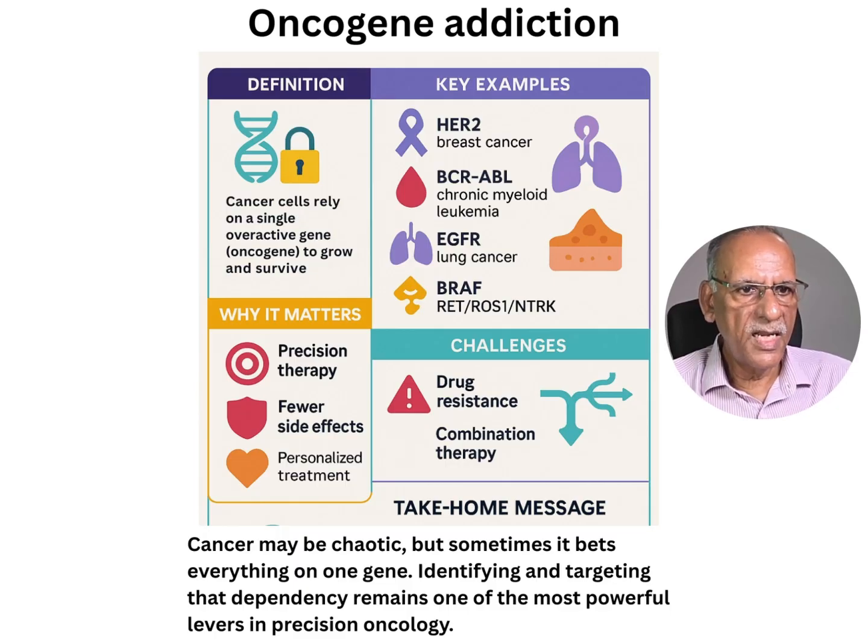And the challenges are drug resistance, and we need to perhaps look at combination therapy. But the advantages are that it has fewer side effects, and it becomes a personalized treatment. So the take home message is cancer may be chaotic, but sometimes it bets everything on one gene. Identifying and targeting that dependency remains one of the most powerful levers in what is called precision oncology.